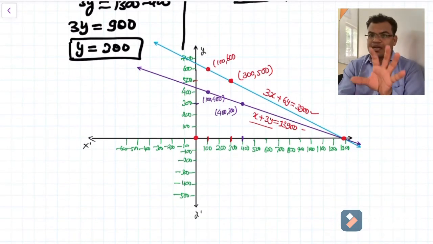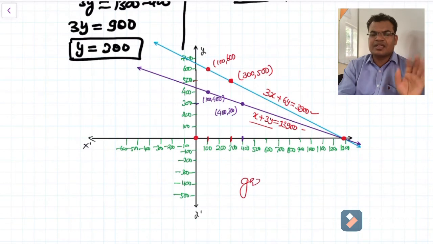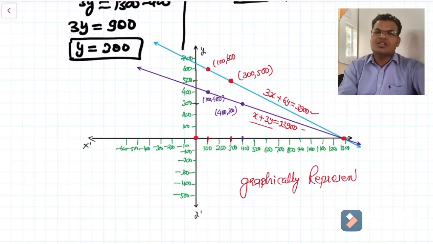Okay guys, so my table is ready, my graph is ready, and this is called the graphical representation. So after making the table, you plot the points, and joining the points with a straight line represents the graphical representation.